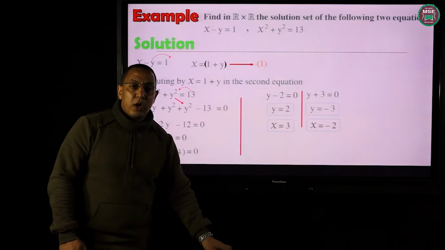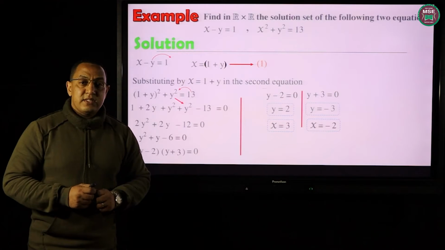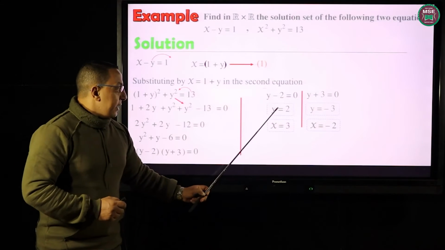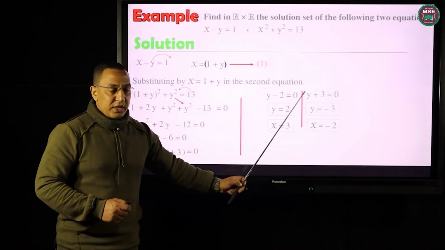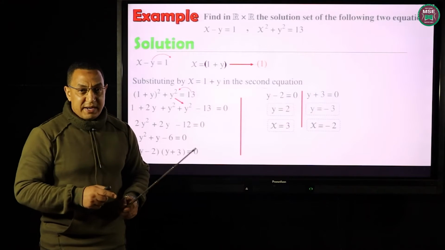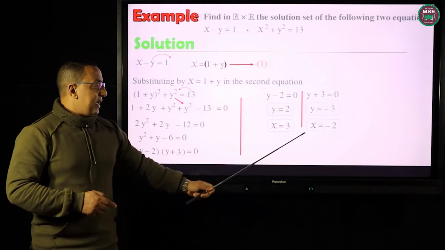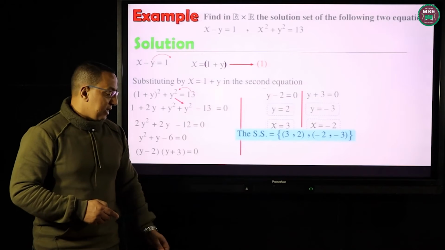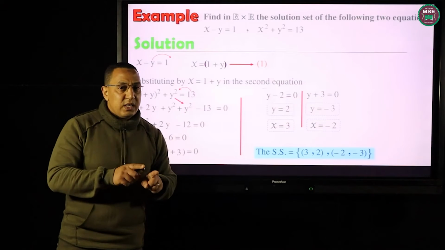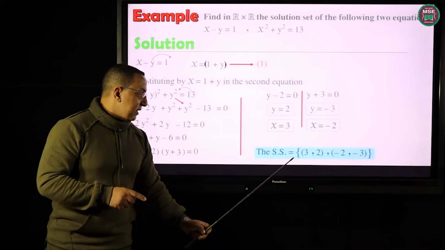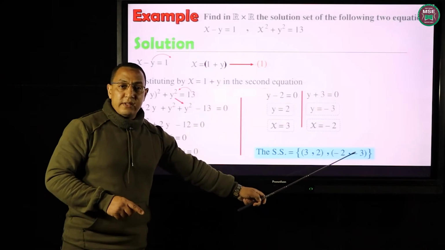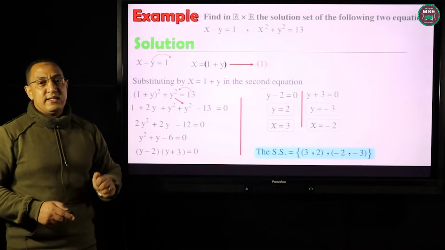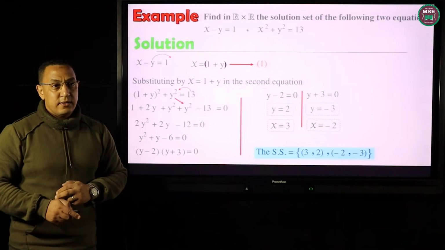Now I'm going to write the solution set. The solution set is formed from two brackets because I have x and y, and also x and y. The first x and y is written between brackets, 3 and 2, and the second x and y is written between brackets, negative 2 and negative 3, and all of them are written between braces to be the solution set: {(3, 2), (-2, -3)}. This is the solution of the two equations, the first and the second degree. Let's solve another example.